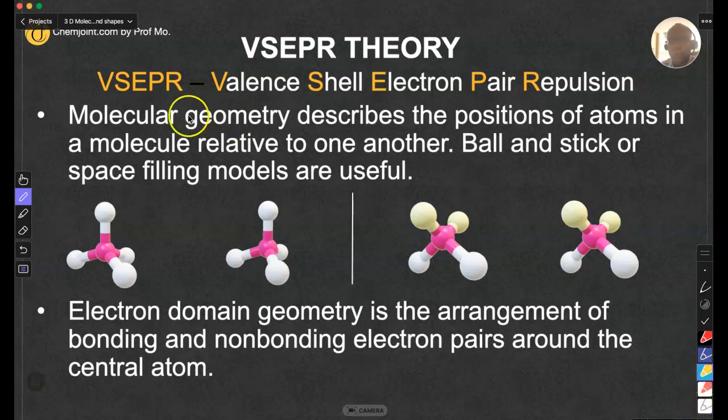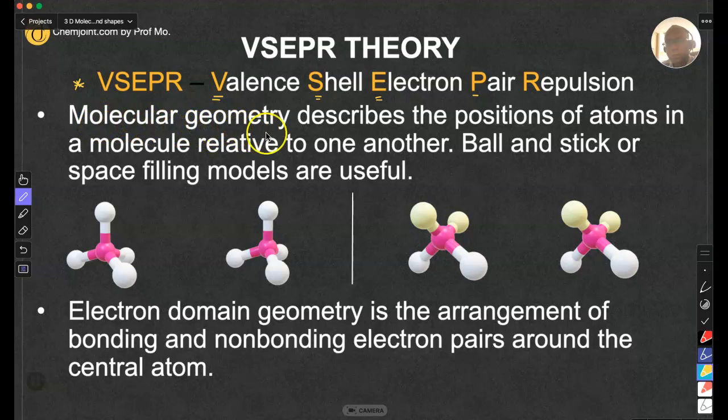Hello, hello. In this video, we're going to discuss mostly shapes. Why we get 3D shapes, why some are linear, why some have molecular geometry different from electronic geometry. So we start by explaining the VSEPR theory. VSEPR theory was an attempt to explain 3D structures and an improvement on the Lewis drawings. VSEPR is an acronym standing for Valence Shell Electron Pair Repulsion.